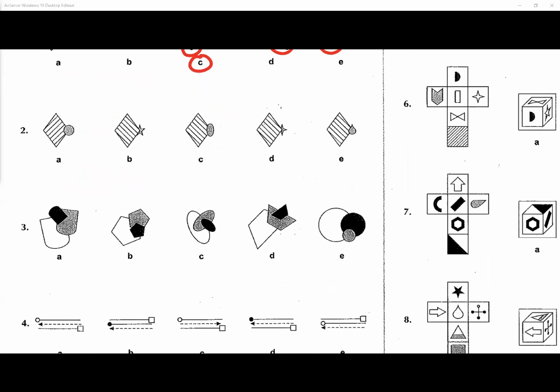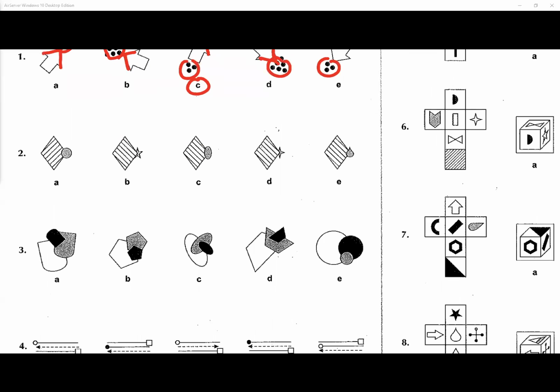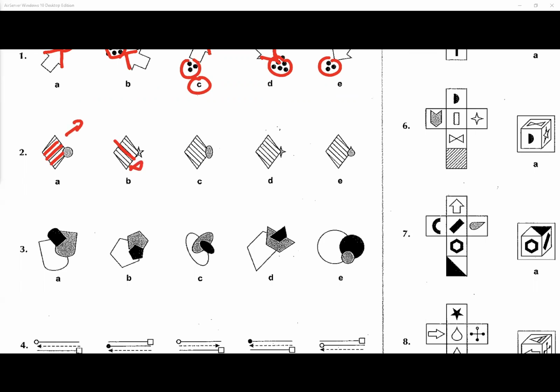Okay, question number 2. Let's have a look. Right, let's look at the diagonals here. The shading is going that way. This one's going like that way. This one's going that way, that way, that way. So it looks like the odd one out is A.